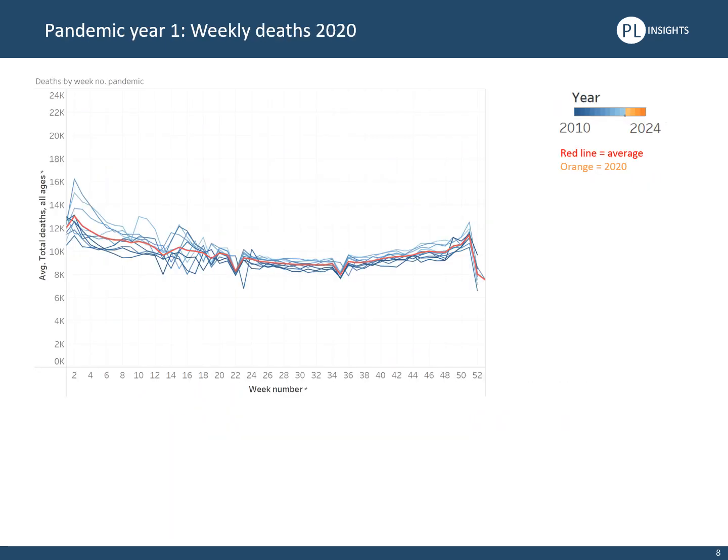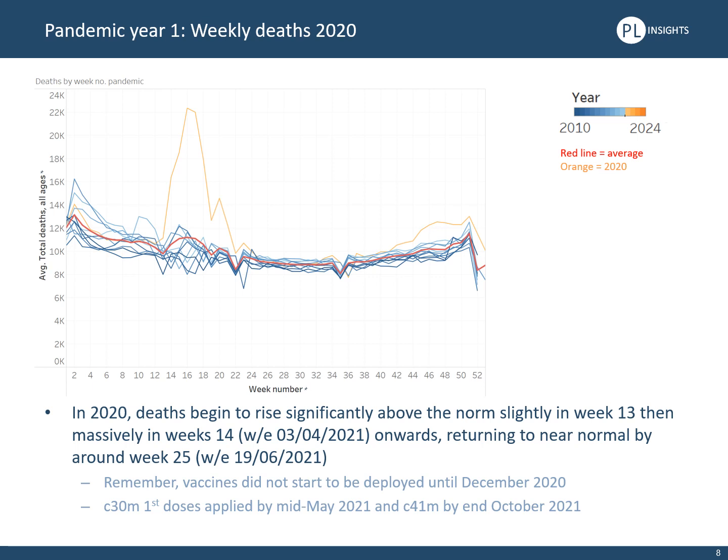So the first year of the pandemic period is 2020. What I've done in this chart is to overlay on the previous week by week chart the pattern in 2020 shown with the orange line. So what we can see is that it really started to kick in from around the beginning of April. It starts in week 13, we get a slight upturn, and then it really starts to increase rapidly. So that's week ending 3rd of April is week 14.